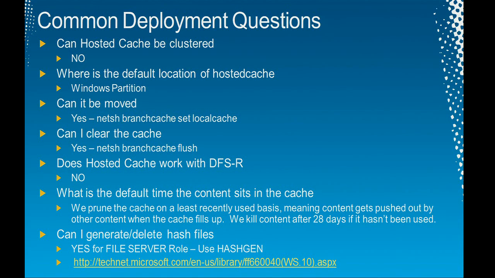I answered this before. Does hosted cache work with DFSR? No, it doesn't. What is the default time the content sits in the cache? So we prune the cache on a least recently used basis, whatever hasn't been used in a real long time. If you set the drive to 5% capacity, it's reaching its capacity. BranchCache, hosted cache says, hey, you haven't used any of these files? Delete, delete, delete, delete, starts deleting them.